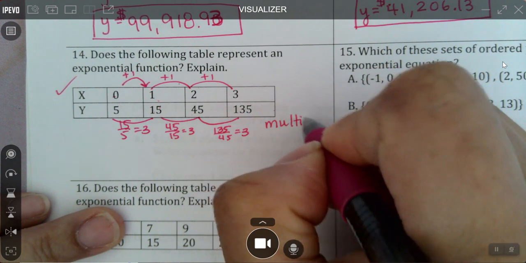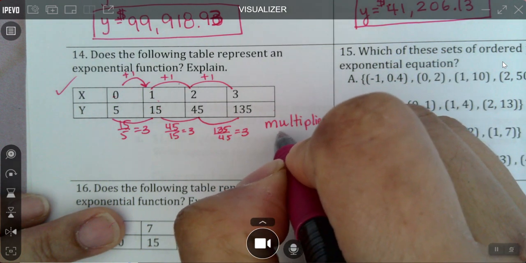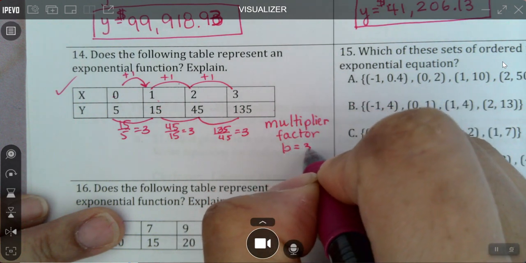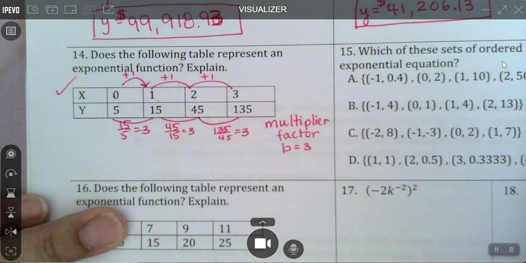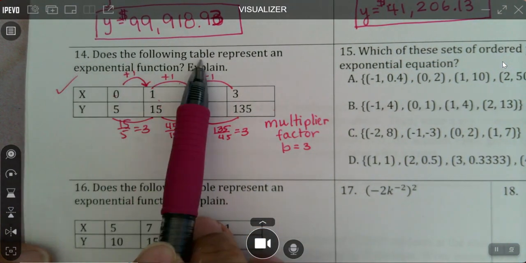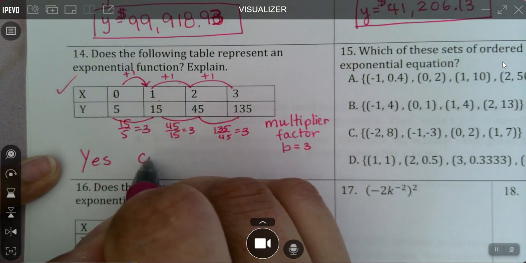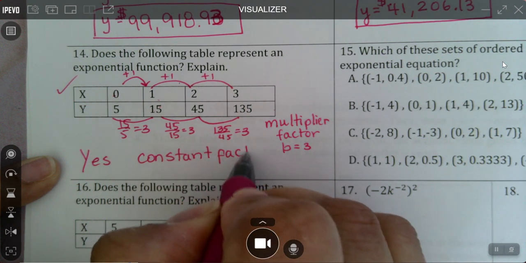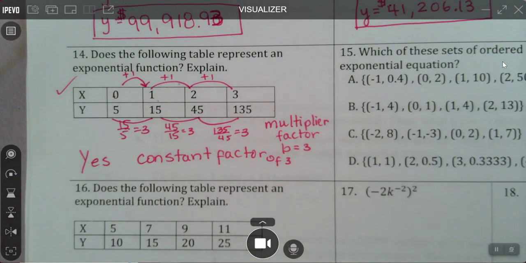I'm going to repeat this again. Multiplier. Your factor, your b equals 3. Base, whatever people want to call it. So does the following table represent an exponential function? Yes, because it has a constant multiplier. A constant factor of 3, a constant multiplier of 3, clear? Something like that.